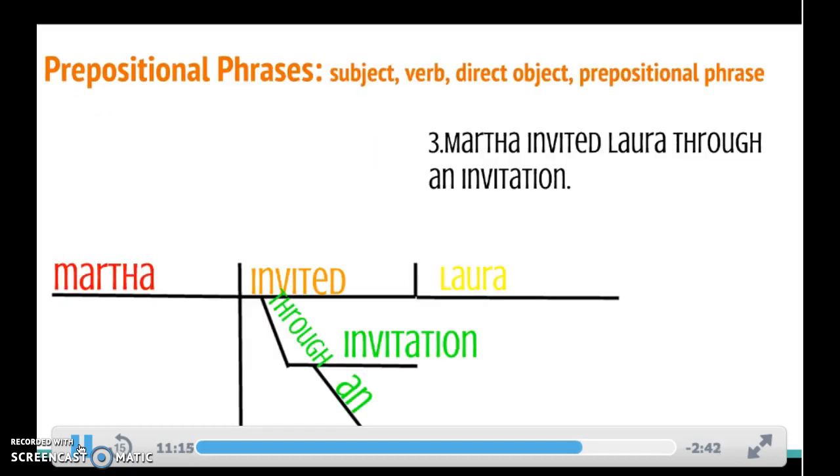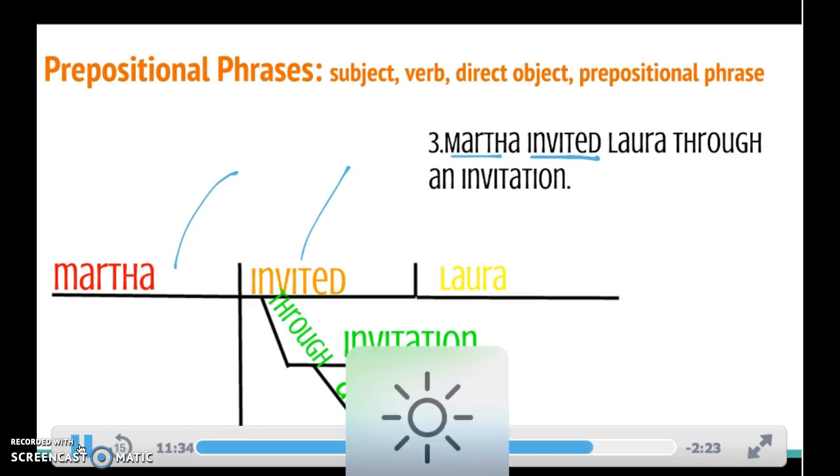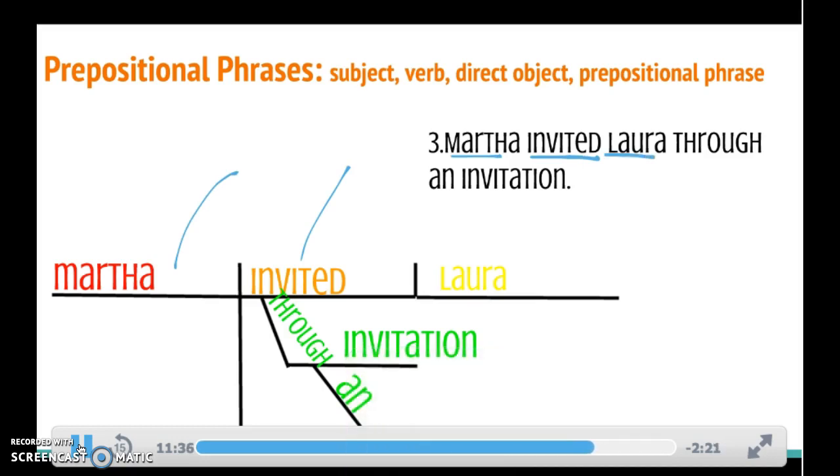1. Martha invited Laura through an invitation. Well, first of all, we're going to locate our verb, and it's invited. So we're going to write invited right here. Then, who invited? It's Martha, our subject, right here. And then, what was invited? Who directly was invited? Well, it's Laura. It's our direct object right here.